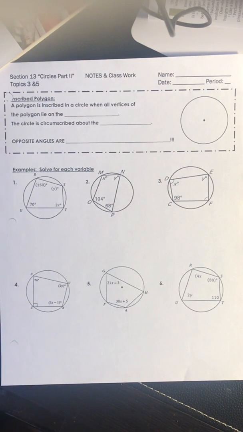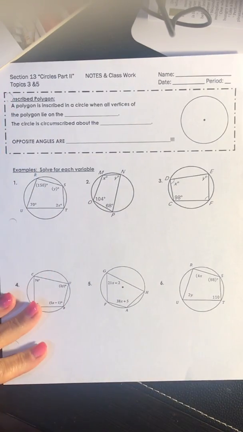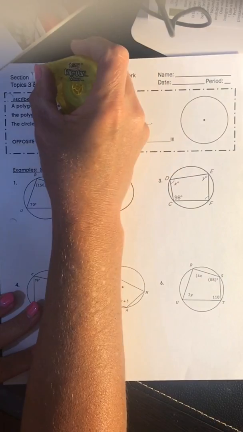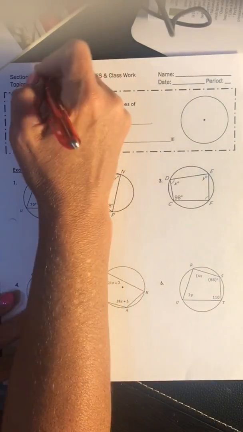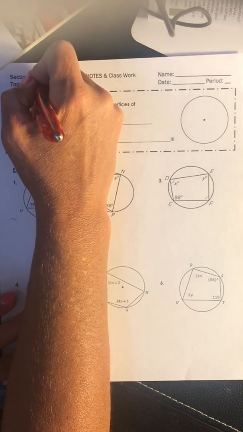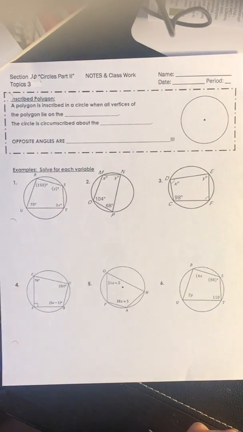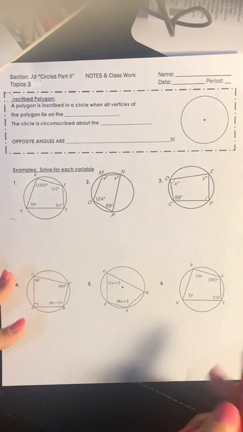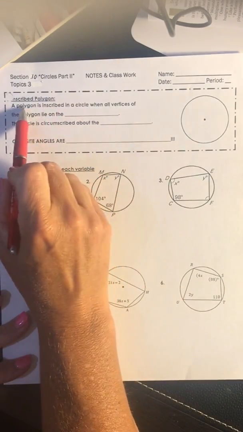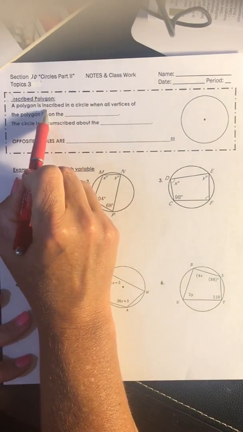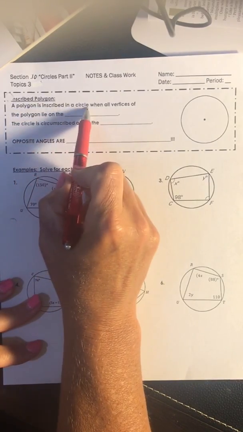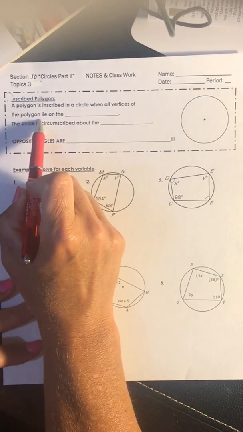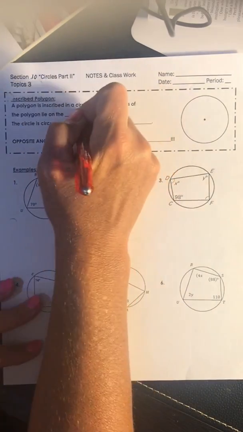All right, we're moving on to a new lesson. We are not doing section 13. We're doing section 10, topic 3, and we're going to be doing Inscribed Polygon. We're going to talk about a polygon inscribed, meaning inside, scribed to write around. So inscribed in a circle is when all the vertices of the polygon lie on the circle.